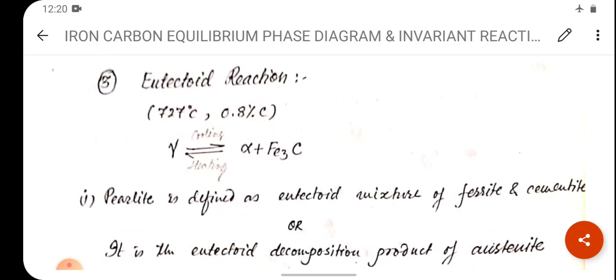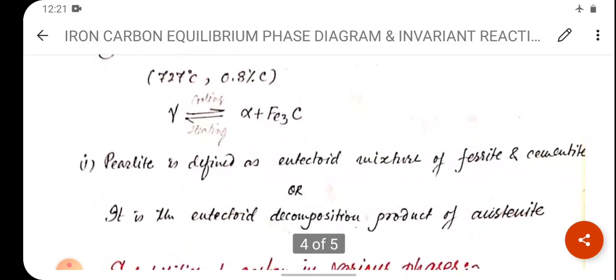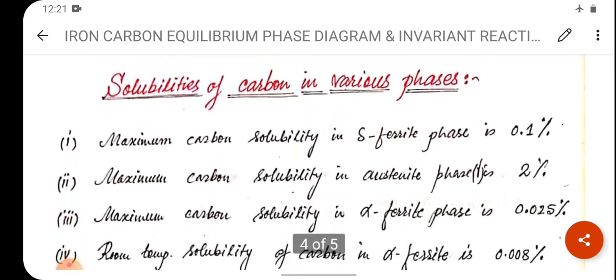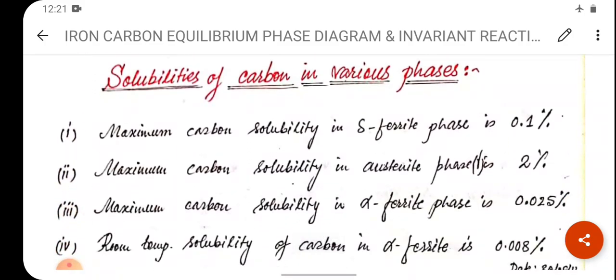So perlite is defined as eutectoid mixture. ऊपर वाला eutectic mixture था, ये क्या है? Eutectoid mixture of ferrite and cementite, or it is the eutectoid decomposition product of austenite. So this is the third reaction. Now we will discuss solubilities of carbon in various phases. कहाँ पे कितना कितना soluble होगा कार्बन का, solubility कितनी है, how much amount of carbon is soluble.